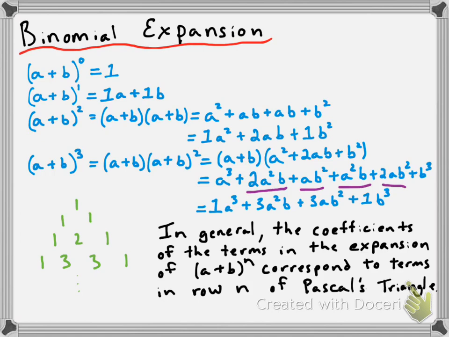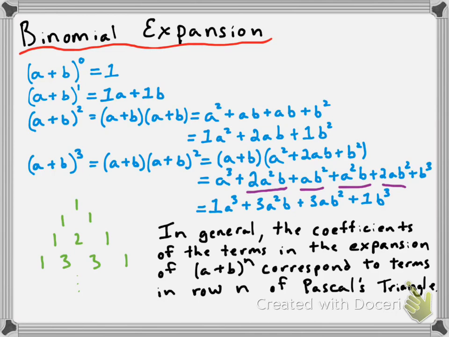So the power of the binomial corresponds with the row number of Pascal's triangle that you're working with, and the coefficients that you get are the terms in that row. So that's going to make it really easy to expand these out. Now, there's one other thing I want to point out to you before we can use this rule to expand out binomials fairly simply.